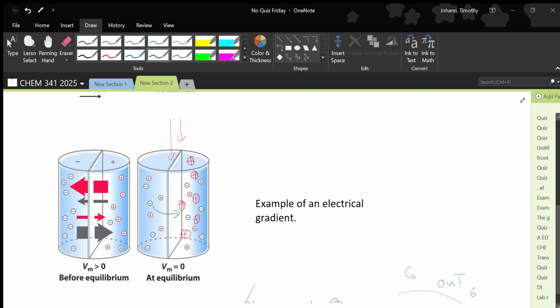And so these minuses are sitting here, and there's 1, 2, 3, 4 pluses over here. The volume looks about the same, right? And over here, there's 1, 2, 3, 4, 5, 6, 7, 8, 9, 10 pluses. So there's a gradient here that's going to make the minuses want to move that way. It's going to help pull them across, and energy will be released when they do that.